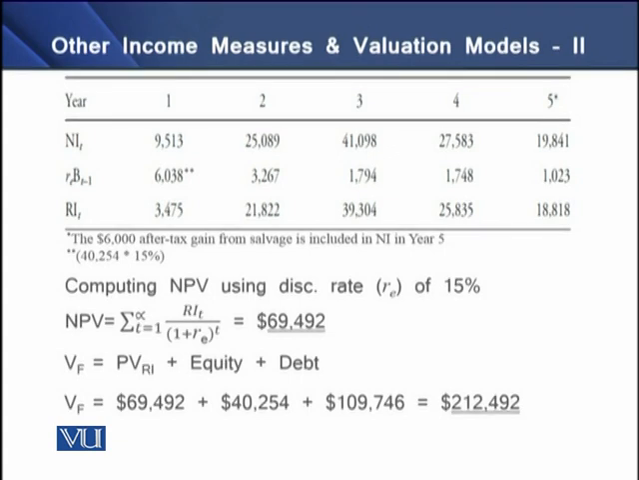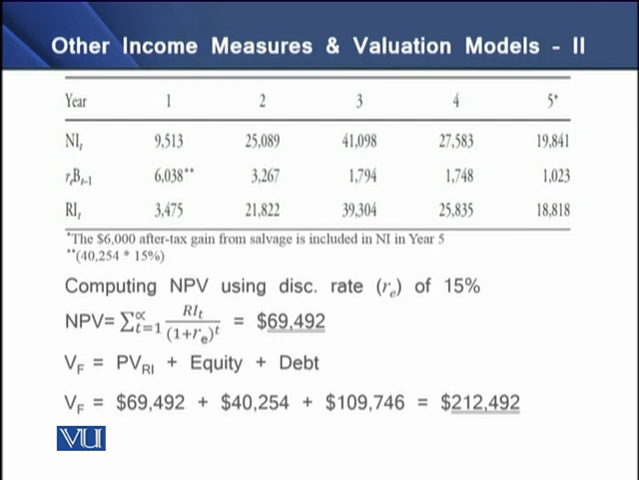We have again a 5 years model. In the first column, we have net income. We have cost of equity. The difference of these two is the residual income that is in line 3. If we discount these 5 years residual incomes over the cost of equity, that is our discount rate of 15%.